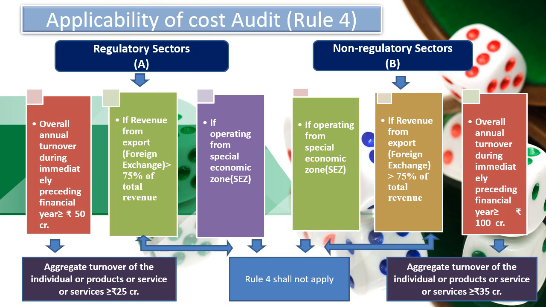cost audit. So we can say that conducting cost audit depends upon the turnover of the company in the preceding financial year. For regulatory sectors, it should be more than or equal to rupees 50 crores, considering all the products, and for non-regulatory sectors, the turnover should be more than or equal to 100 crores, including all the products. If there is only one product, then for regulatory sectors it should be more than or equal to rupees 25 crores. And in case of non-regulatory sectors, if we consider only one product, the turnover should be more than or equal to rupees 35 crores. In this way, we can say that applicability works.